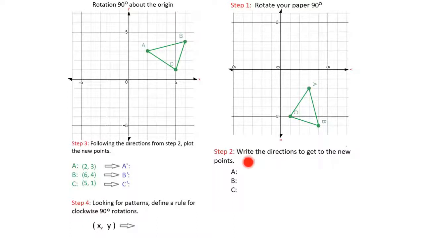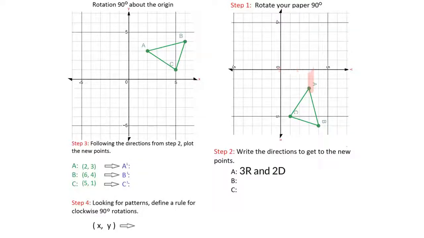So in step 2, we are going to write the directions to get to the new points. So for point A, starting at the origin 0, 0, we notice it traveled 1, 2, 3 to the right, and going down, it traveled 1, 2. So let's go ahead and write that in so we have this for future reference. Okay, so there we have it. A moved 3 to the right and 2 down.